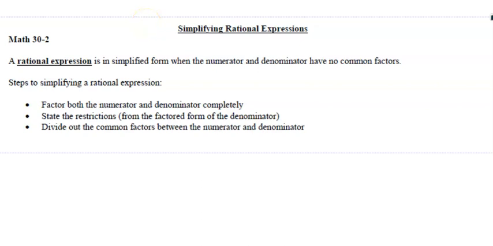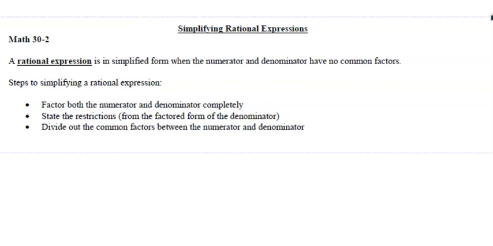Okay, simplifying rational expressions. A rational expression is said to be in simplified form when the numerator and denominator have no common factors. To simplify a rational expression, the first thing you do is factor both the numerator and the denominator completely. Then we always state restrictions, right? And restrictions are always stated from the factored form of the denominator.